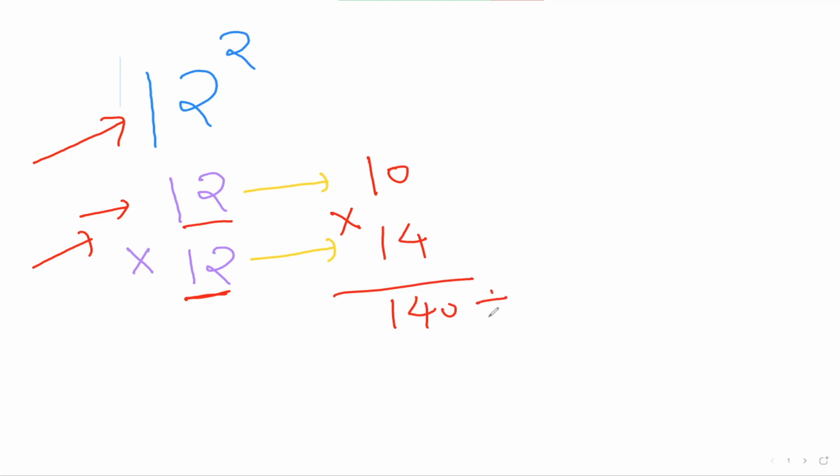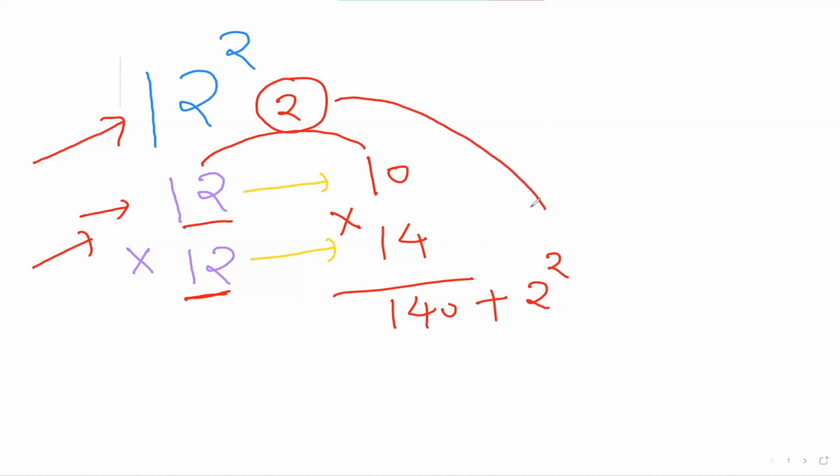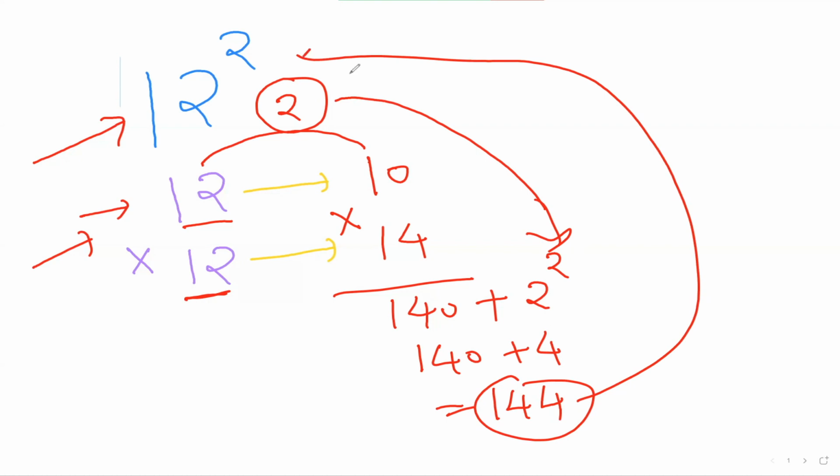And then plus, we see what the difference is here between 12 and 10. That difference is 2. Whatever this difference is, we add the square of that difference, which will be 140 plus 4, which is 144. So 144 is the square of 12. Let's take another example, guys.